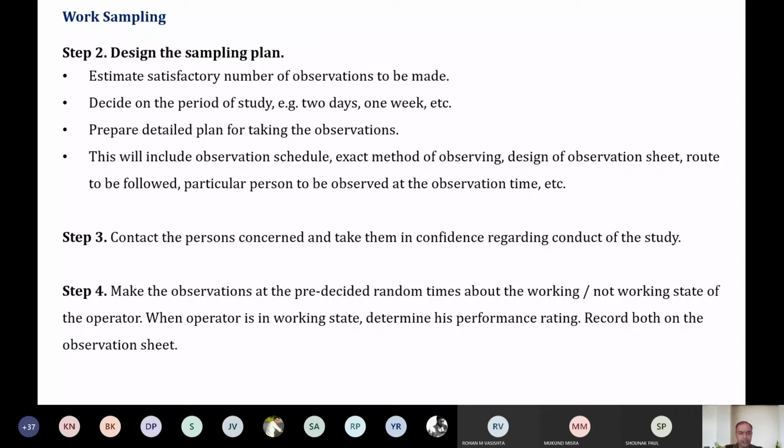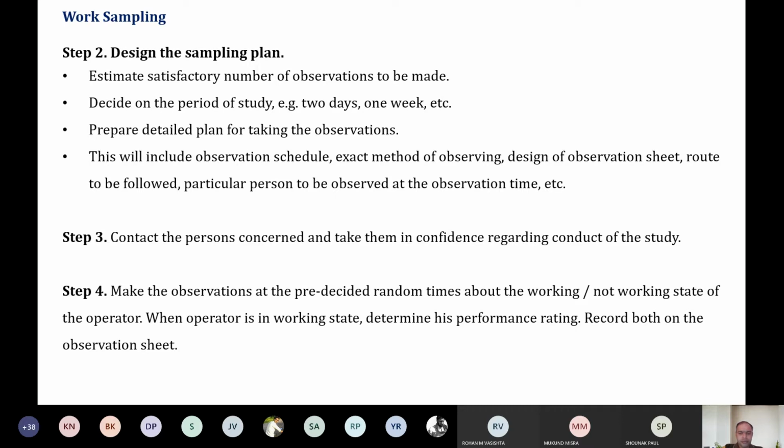In the same way, if you're going to conduct a work sampling study, or if you're going to keep a worker under observation, you're going to get the permission and win the confidence of the employee whom you're going to observe for this work sampling. That is one important point. Next, you are going to do some random observations for the working state as well as for the not working state.